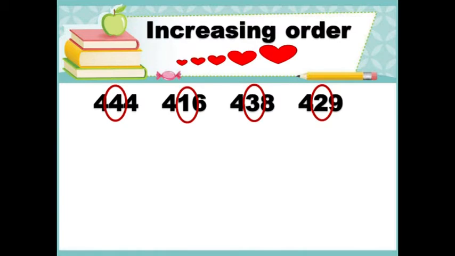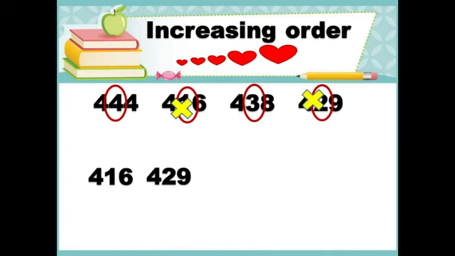As we said, we have to arrange this from increasing order. So we start to the smallest one. Which among the four number is the smallest number? We have the 1. Very good. So we are going to write 416 first. Not only 1, but we also have to write the 4 and 6. So next one, we have the 444, 438, and 429. So which among the 3 is the smallest? The 4, the 3, or the 2? The number 2. So we are going to write 429.